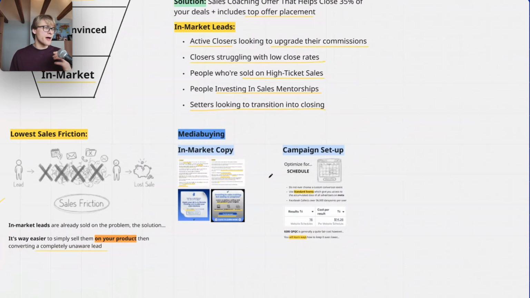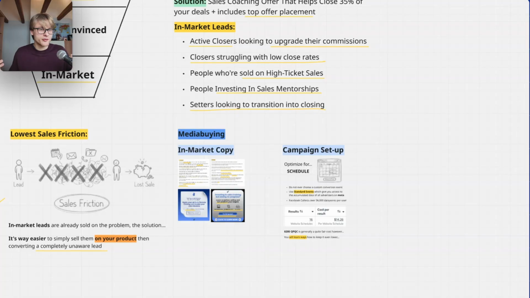Once you've written the copy, it's time to set up the campaign. And guys, I've hidden this in this video, but this is so crucial what you're going to learn right now. Okay, be aware of this. Nobody tells this online, and you can really waste thousands of money if you aren't aware of this one single thing. You should optimize for schedule, okay, with your campaign, which probably makes a lot of sense.